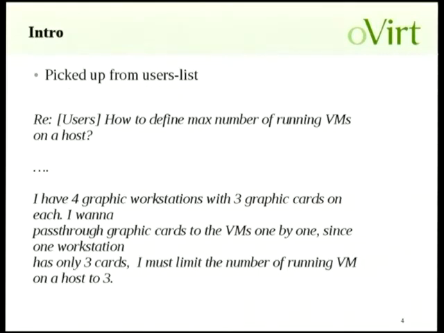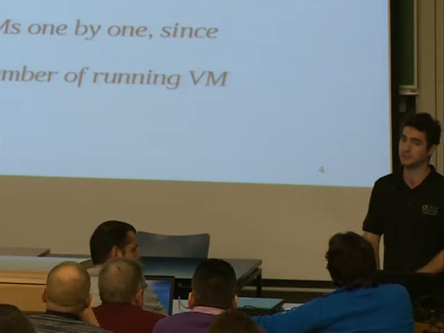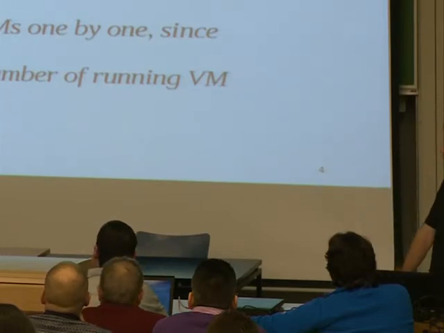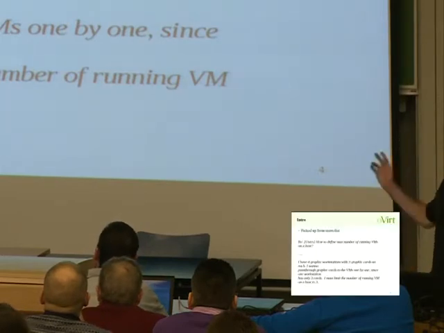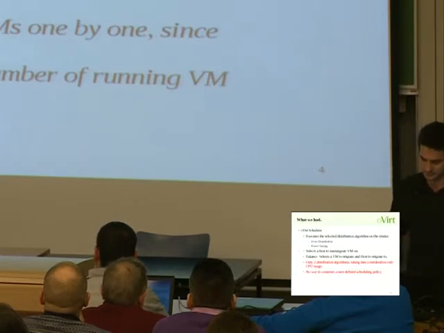Basically, let's see what we've got. A long time ago, we got a question from the users list. I urge you to use that list if you have any questions about oVirt. It's quite active. The question was: how can I define a maximum number of running VMs per host? It's pretty trivial, but we didn't support it yet then. So we'll get back to it later. I just wanted to say that you should use the users list.